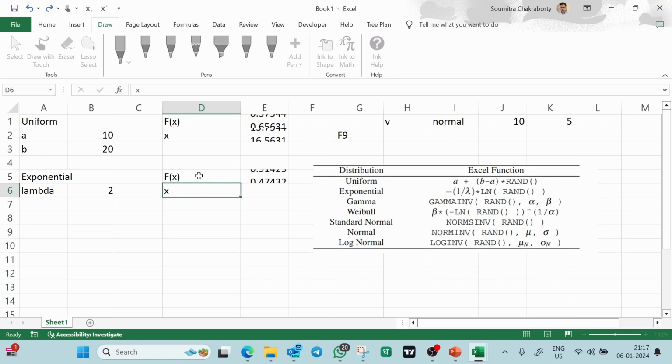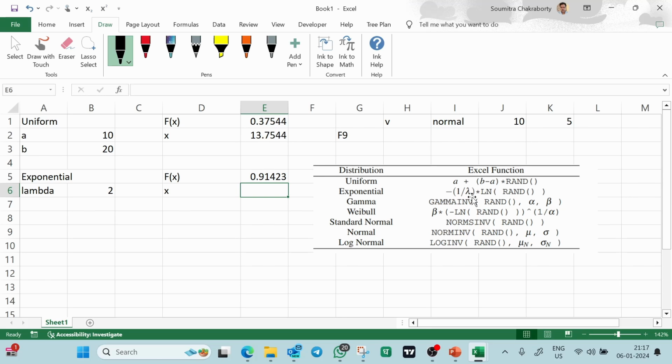And what is your x? See this formula: minus 1 by lambda into natural log of this random number, right? So again, if you press the F9 key on your keyboard, this will vary.